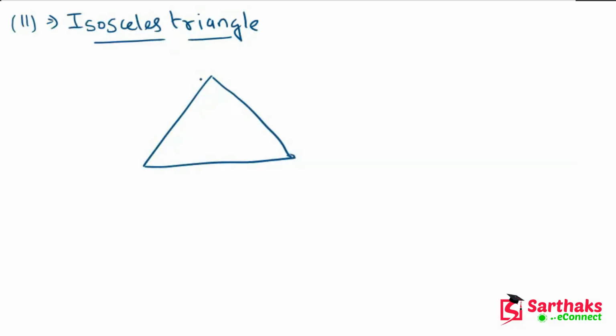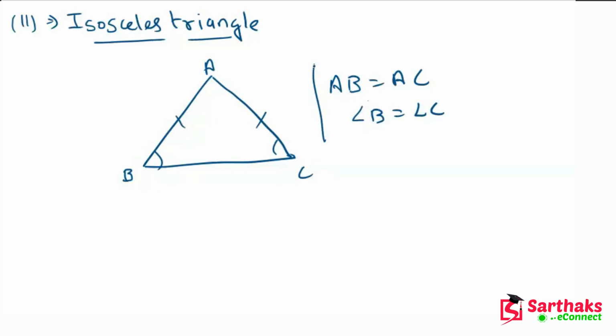So isosceles triangles are those triangles which have two sides equal. Means AB is equal to AC, and angle B is also equal to angle C. So this is the property of an isosceles triangle.